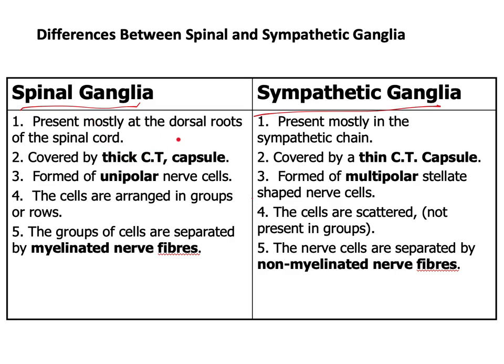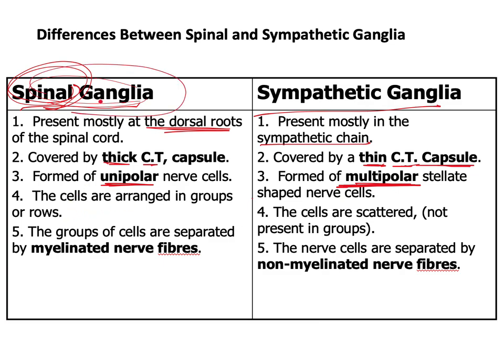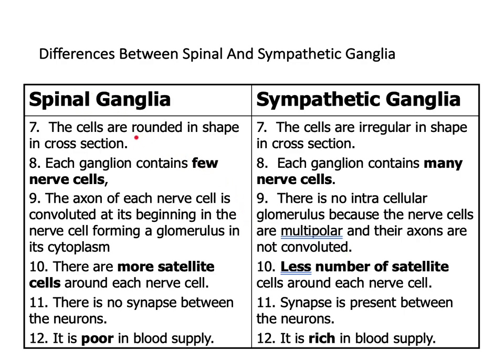As I mentioned, the location: the spinal ganglion is the dorsal root ganglion, but here it is mainly in the sympathetic chain, right? The spinal ganglia have unipolar cells, while in the sympathetic they are multipolar. In the spinal ganglion, the neurons are arranged in groups or in rows, while in the sympathetic, no, they are scattered, not organized. In the spinal, mainly they are myelinated, while in sympathetic, as I mentioned, they are mainly non-myelinated. In the spinal, they are round in shape, while in sympathetic, they are irregular because they are multipolar, while in the spinal ganglion, usually they are unipolar.